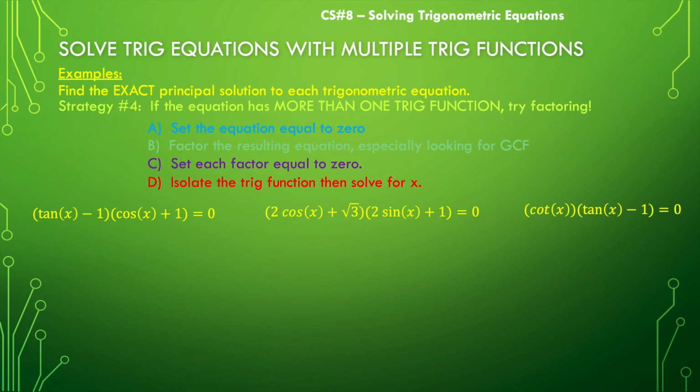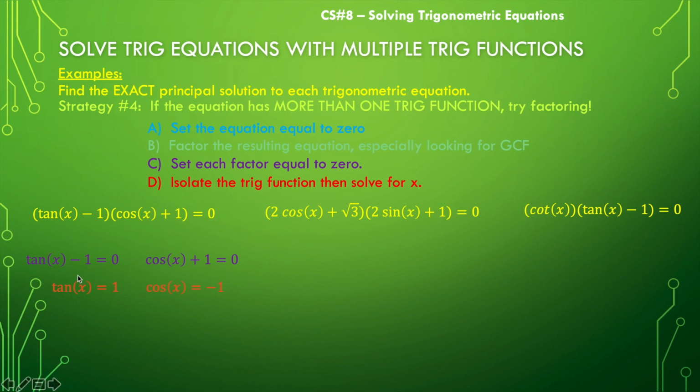Okay, so since they're already factored, we're going to set each of these factors equal to 0. So I have a factor tangent of x minus 1 times cosine of x plus 1 is equal to 0. So I'm just going to set each of those equal to 0 and then isolate the trig function. So move this negative 1 to the right-hand side here, move this positive 1 to the right-hand side here. So we would end up with the tangent of x is equal to 1, and the cosine of x is equal to negative 1.